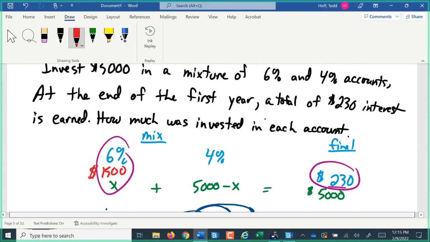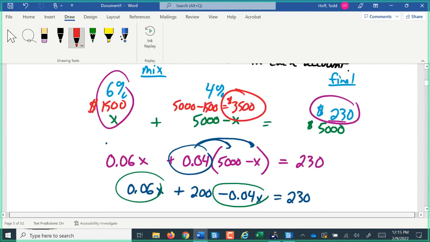But we also need to know how much was in the 4%. That'll be 5,000 minus 1,500, or 3,500. So our result, we had invested $1,500 at 6%, $3,500 in the 4%.